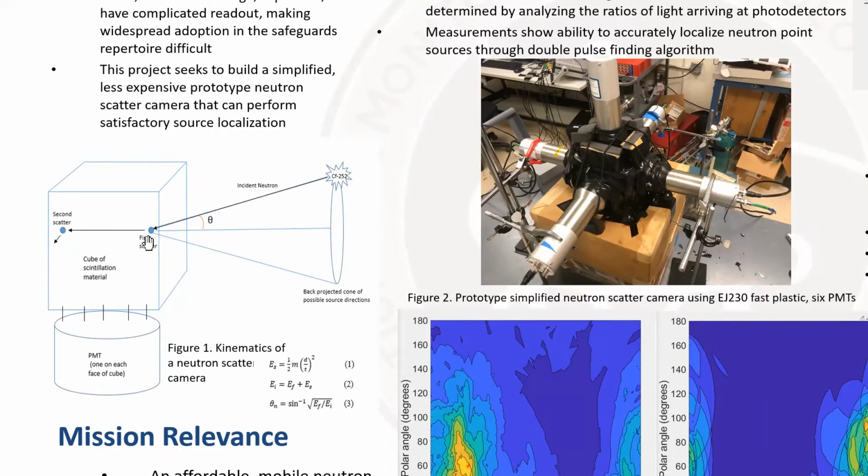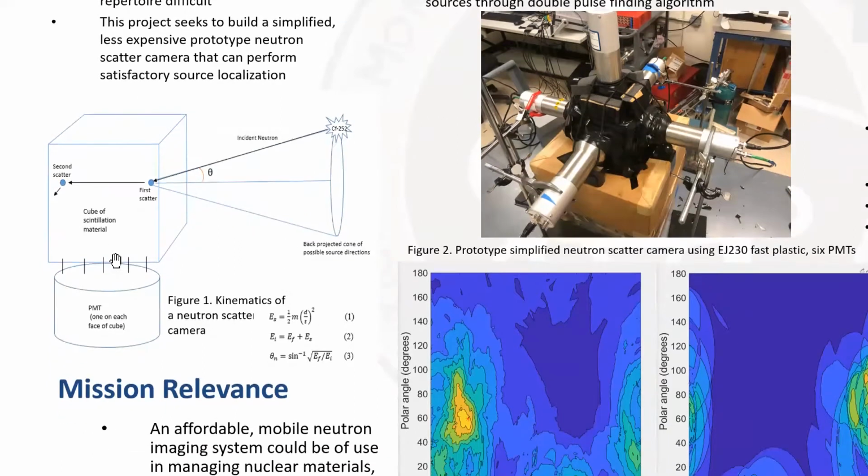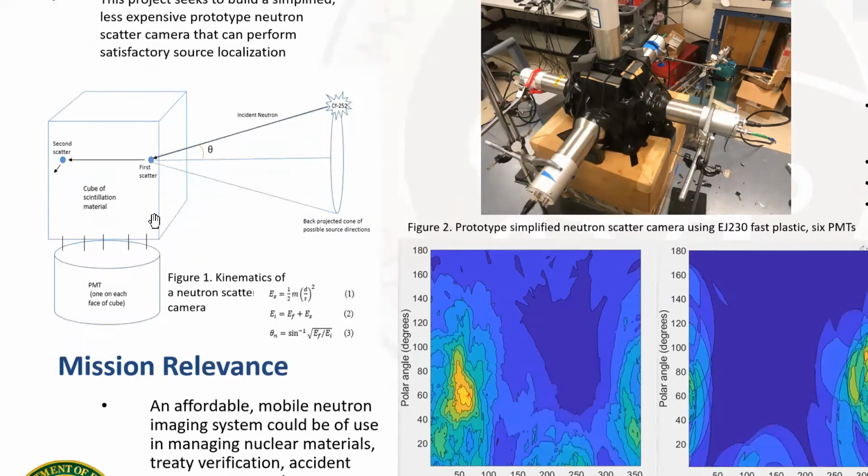Now, based on the kinematics of these two scatters, we can back project what are called probability cones, or back projected cones, to get an idea of the source direction. And the way we find these scatter locations is by comparing the light arrival timing and the pulse heights of PMTs, or any kind of photodetector, that are mounted to the different sides of the detector. So we can find the scatter locations and the scatter energy deposited in 3D space.